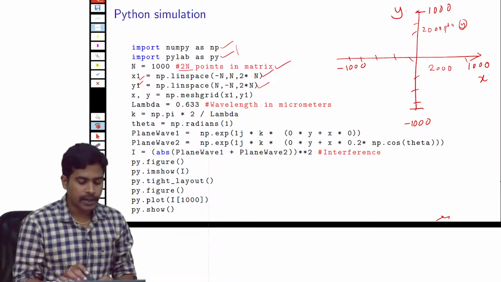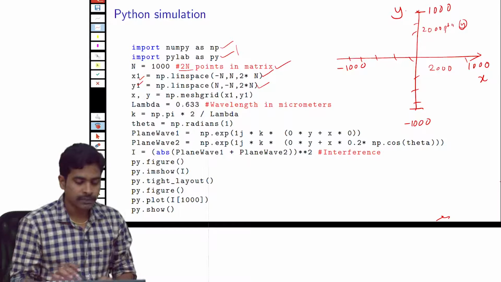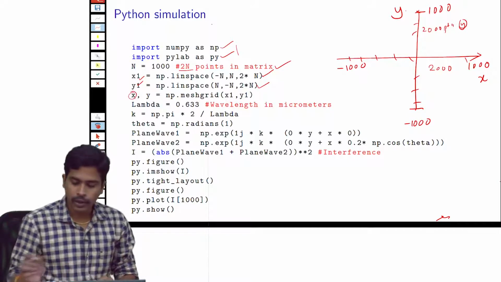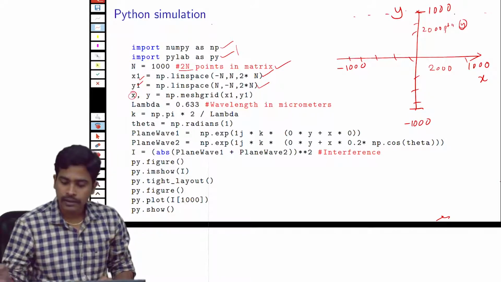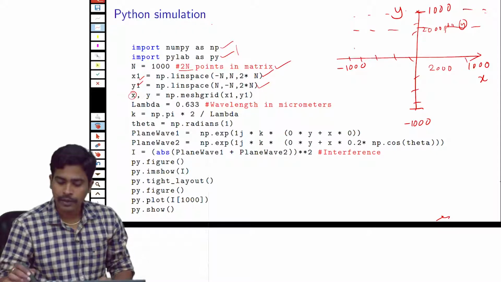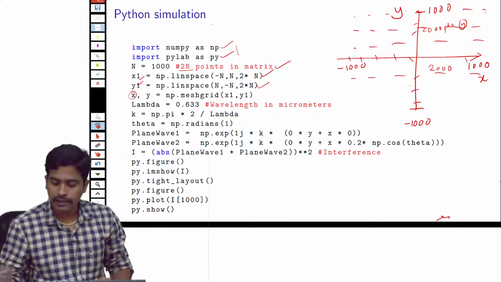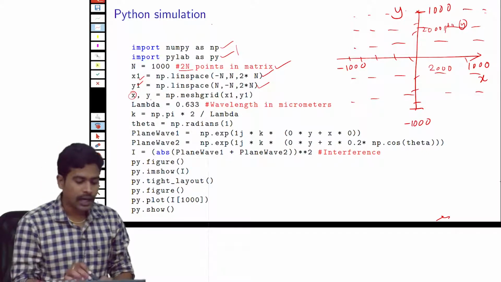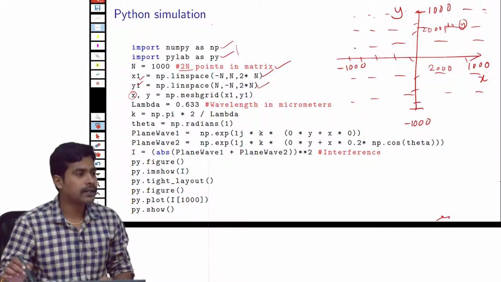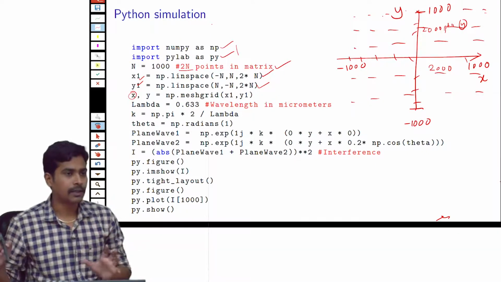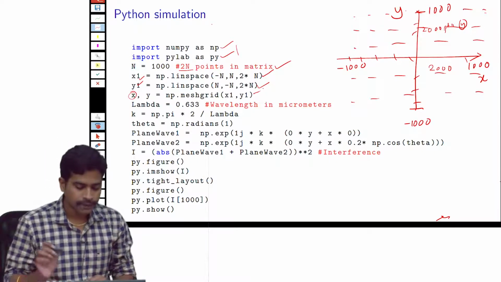With these two values I am going to create the mesh grid of the coordinate system using this command, meshgrid of x1 comma y1. The values x is going to have all the x coordinates of the 2000 by 2000 points, and y is going to have all the y coordinates of all these points in the coordinate system.